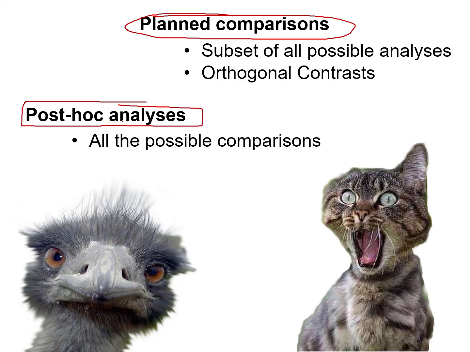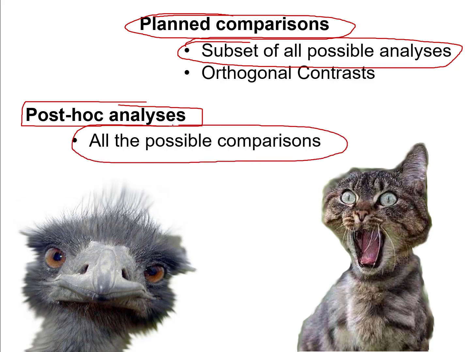Rather, it simply means that the researcher is free to make all the possible comparisons. So with planned comparisons, we're only going to analyze a subset of all the possible comparisons that we could make. And with a post-hoc analysis, we're going to be free to make all the possible comparisons that we want to make.